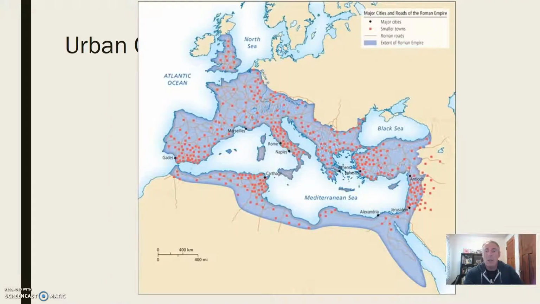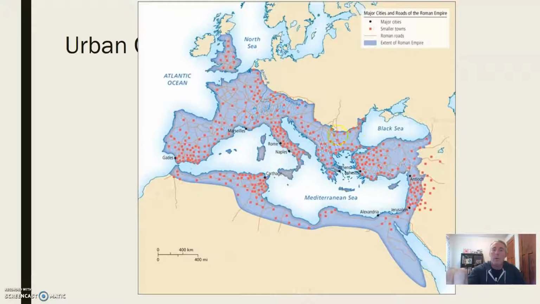Now, it wasn't the only urban center for it as well. You notice that major cities in black, there weren't that many of them. Right? You got Rome and Naples, you've got Athens, Antioch, Jerusalem, Alexandria, more still in the eastern. Remember we said the eastern Mediterranean was the more urbanized.